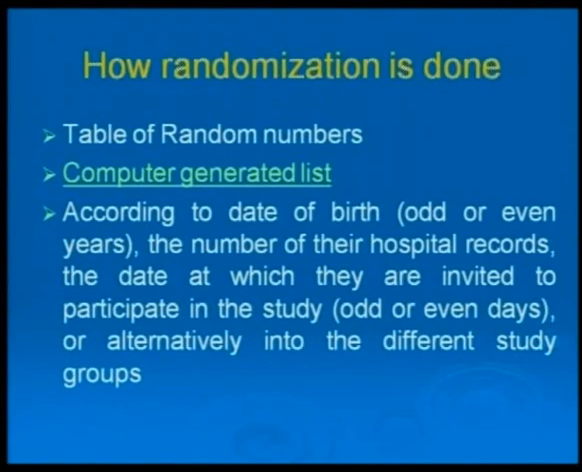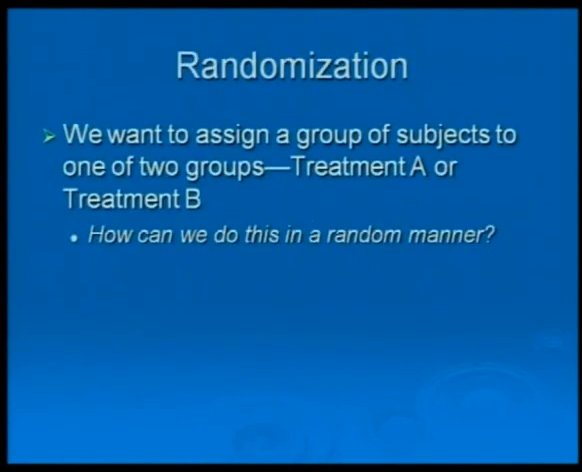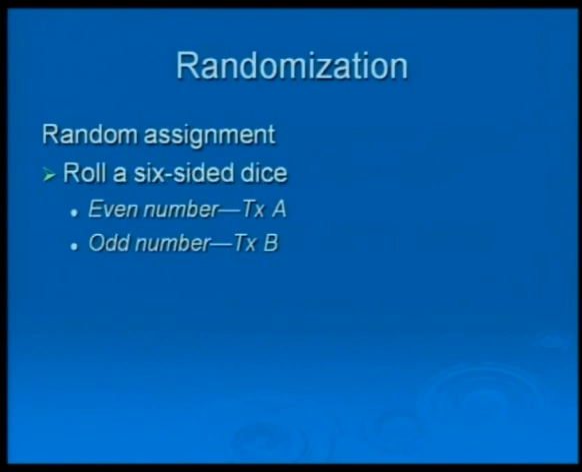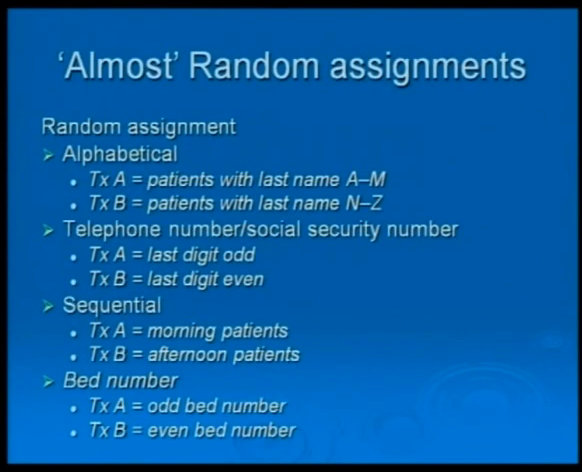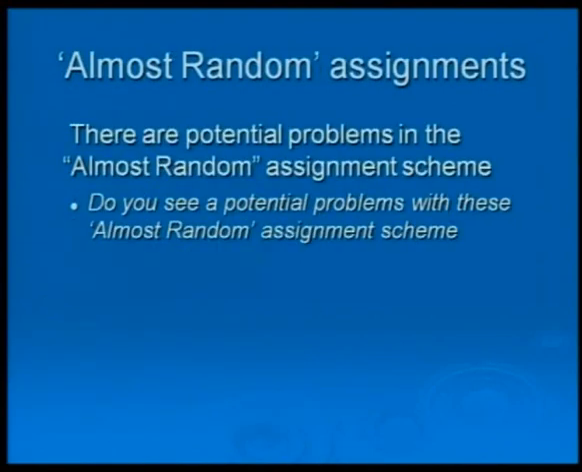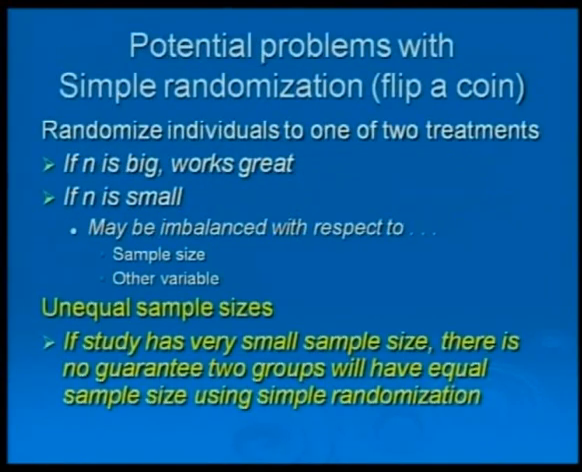So that's the problem. Assignment may also be according to date of birth or hospital record number, alternating into the different study groups. So we want to assign a group of subjects into one or two groups, which I have already discussed. That's why we prefer random assignment. This is almost random, or pseudo randomization, as I have already mentioned. So the problem of this is the unequal sample size in both the groups.